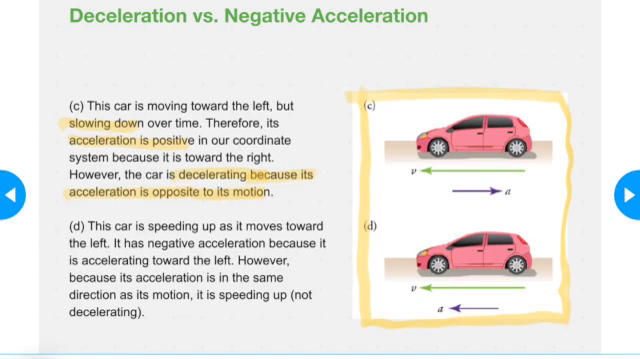Then car D, same idea, but going the other way. It's still moving to the left, has a negative direction for its velocity, but its acceleration is pointing in the same direction, so that's also negative. This one has negative acceleration, but is speeding up, because in this case, the acceleration is in the same direction as the motion. So that makes it speed up.